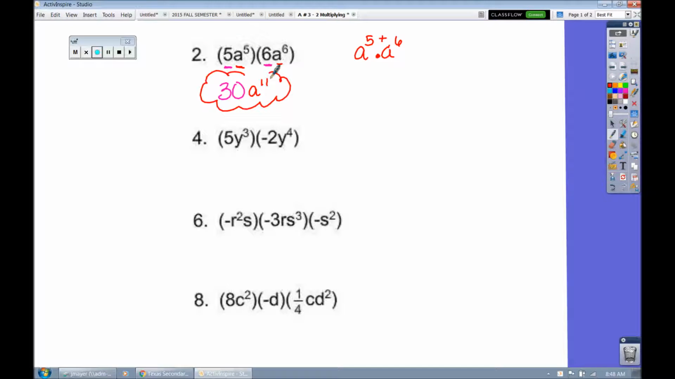And we are done. Don't overthink this. This is really simple if you just remember your little shortcuts or our rules of the laws of the exponents here.